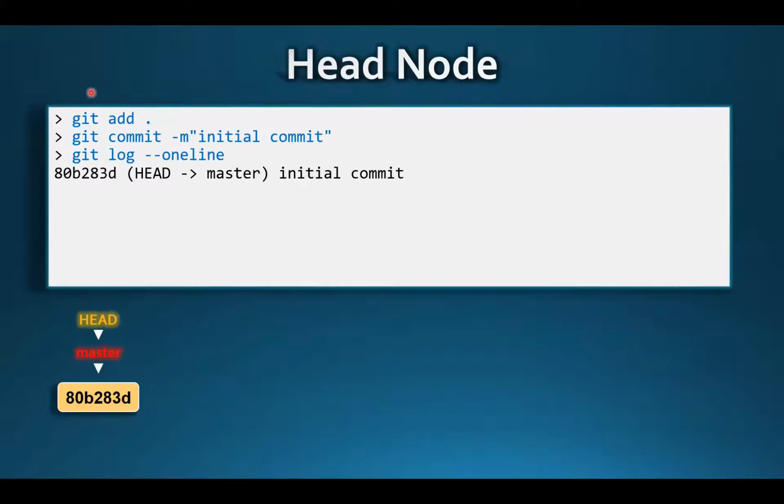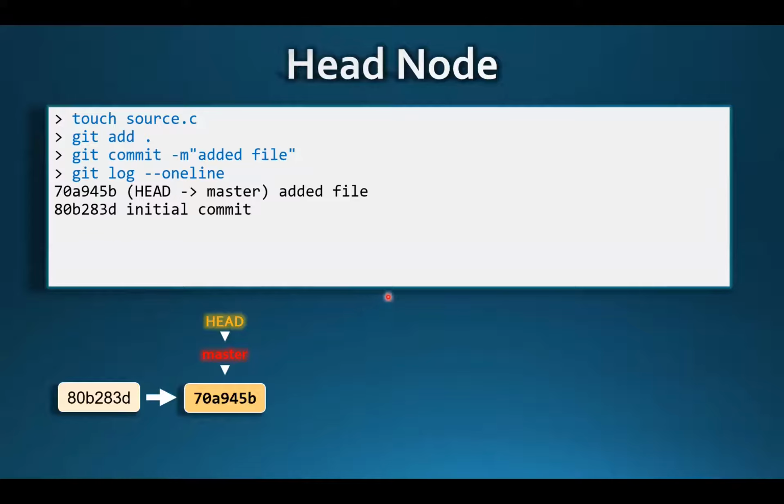So in this example, if we add everything in the directory and we commit with the message initial commit, the log will show a head, which means that the head node is currently pointing at the top of the master branch. The master branch is the branch that is created by default in Git. The log also shows you the message that you gave, initial commit, and a shortened version of your SHA hash value, which we of course mirrored down here.